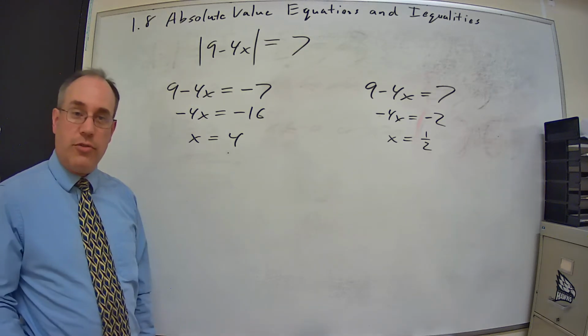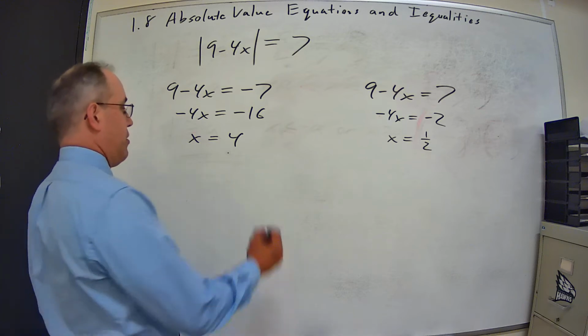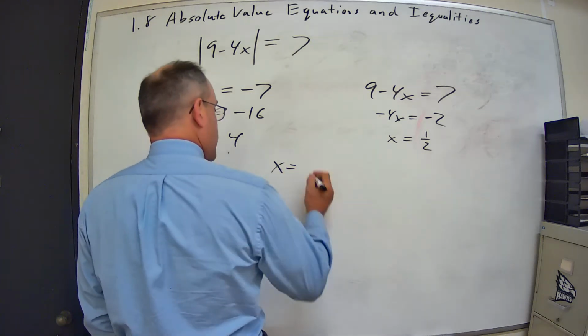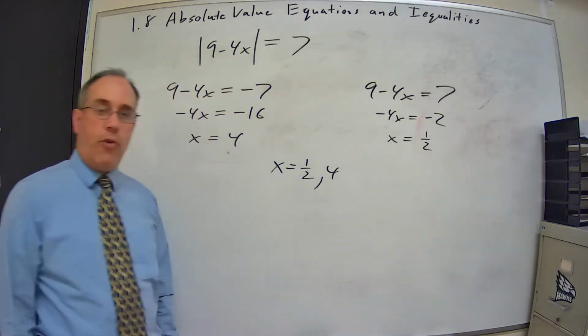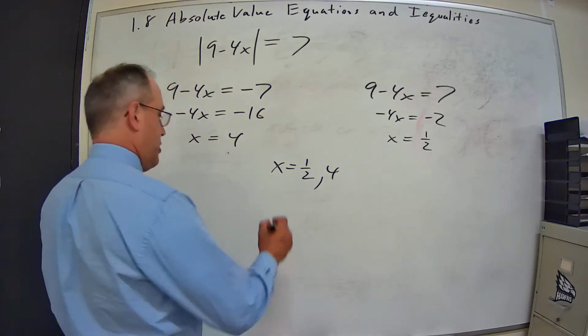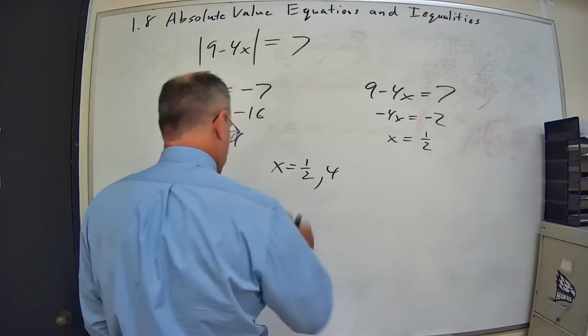And therefore the solution to this absolute value equation would be x equal to 1/2 and 4. Or in set notation, let's try to make that actually look like a bracket.